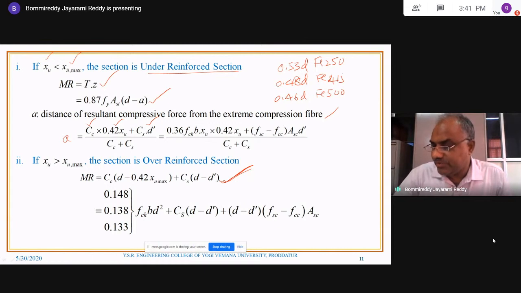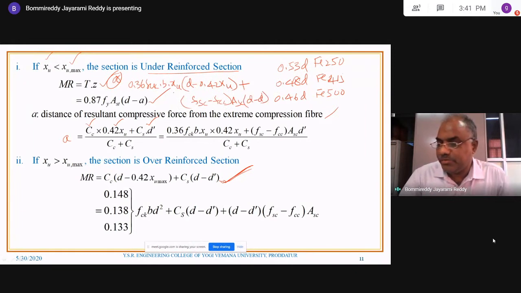when it is under reinforced, we are going to substitute this Xu value here. I'll write once again for the under reinforced case, or otherwise we can use d minus d dash. So you can use this formula for finding the moment of resistance, or otherwise this. Both the ways you can use, either that way or this way.